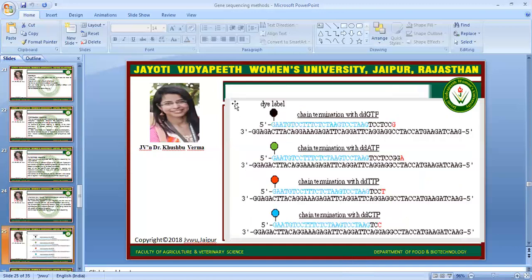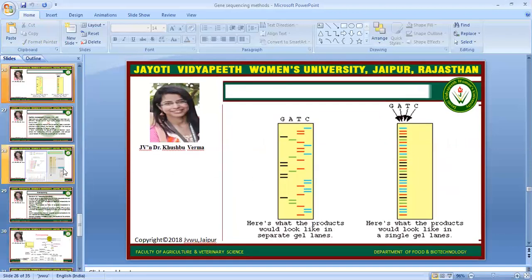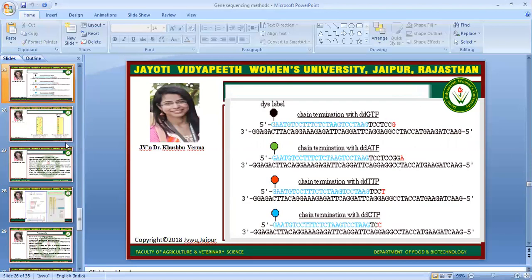Here we can see the dye label. G is attached with this. Chain termination with ddGTP here, ddATP here, ddTTP here, and ddCTP here.